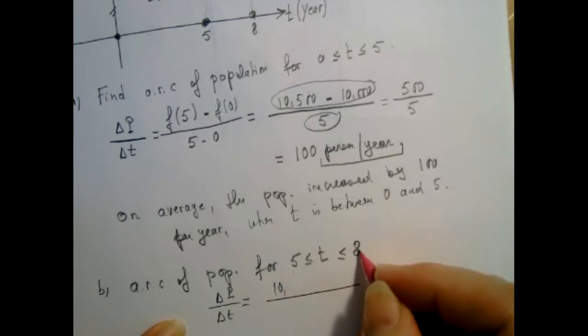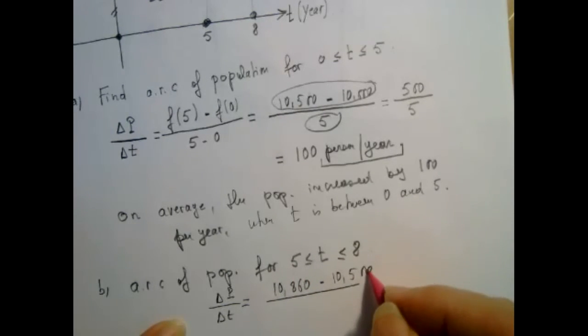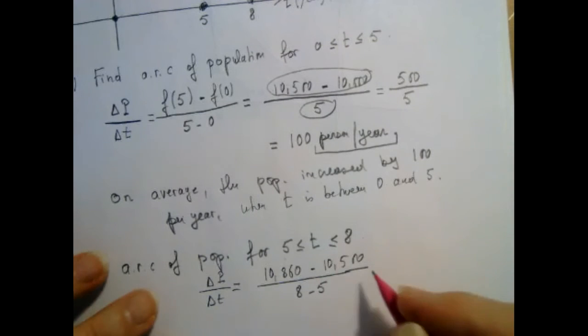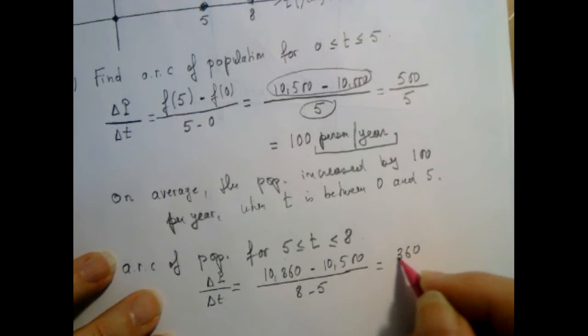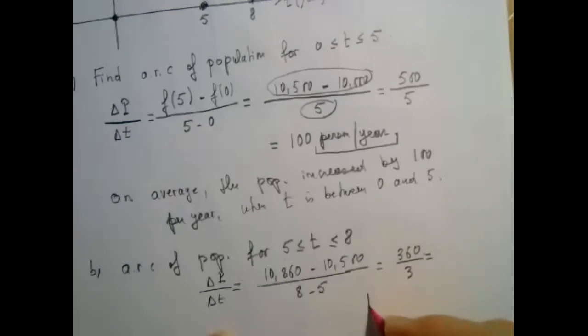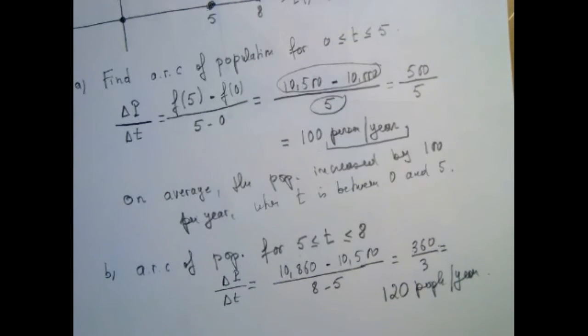as we did, the population at 8 minus the population after 5 years divided by 8 minus 5. So it means 360. That's by how much the population changed over the time it took. Which is going to be equal to 120. So it means people per year. Okay? So now I ask my original question again.